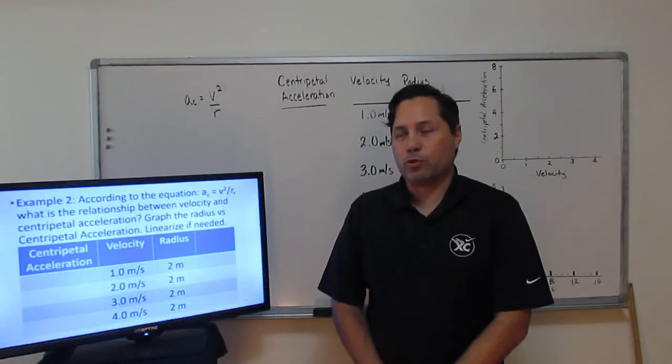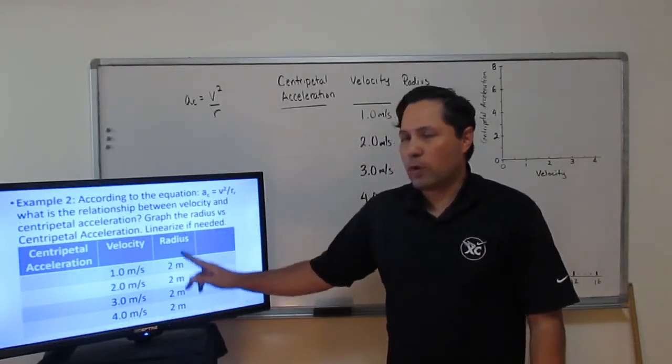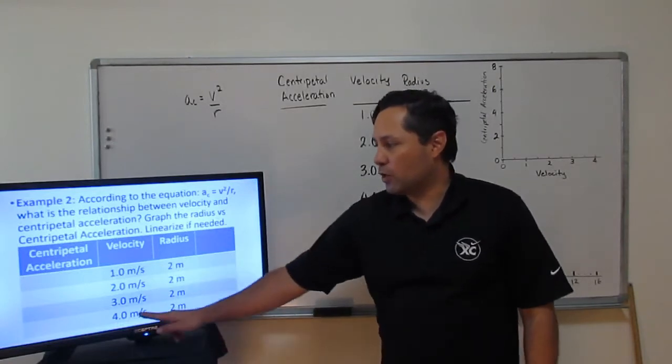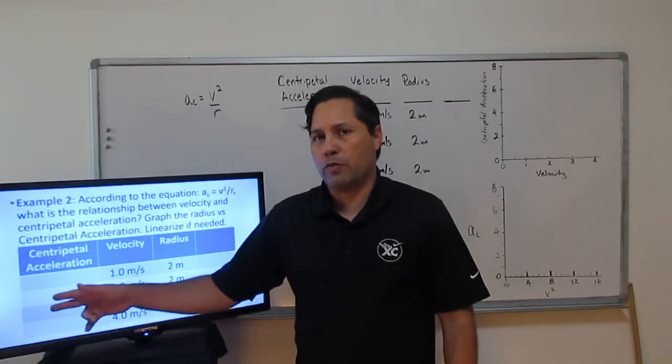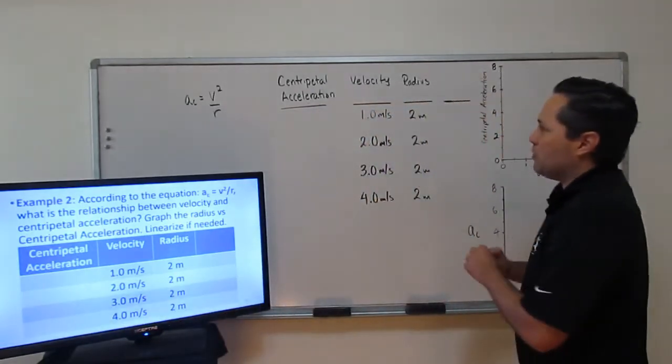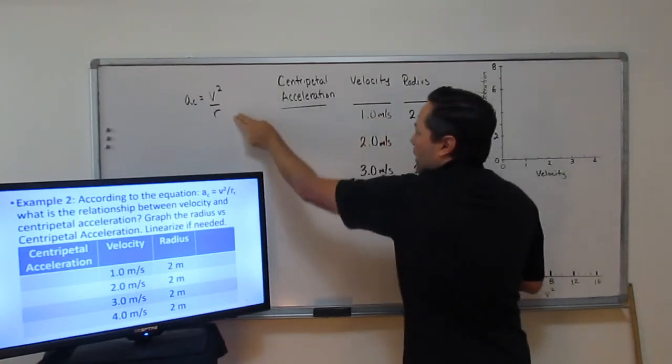Up next is example 2. And in this problem, now we have the same scenario, but the radius is kept constant. Now we're going to change the velocity, and we're going to see how that affects the centripetal acceleration of an object. So, same formula, so we're going to go ahead and square the velocity and then divide it by the radius as per the formula.